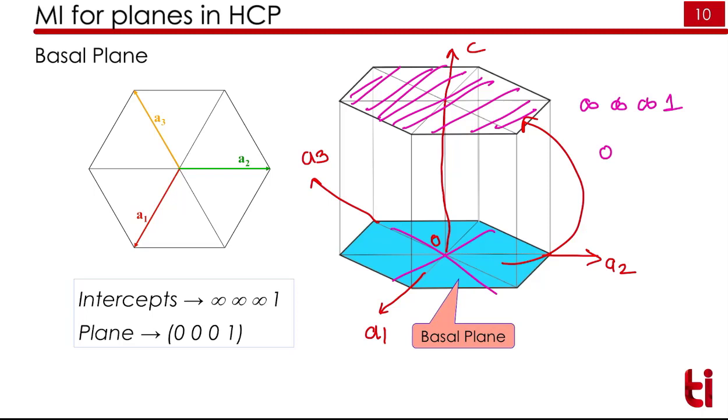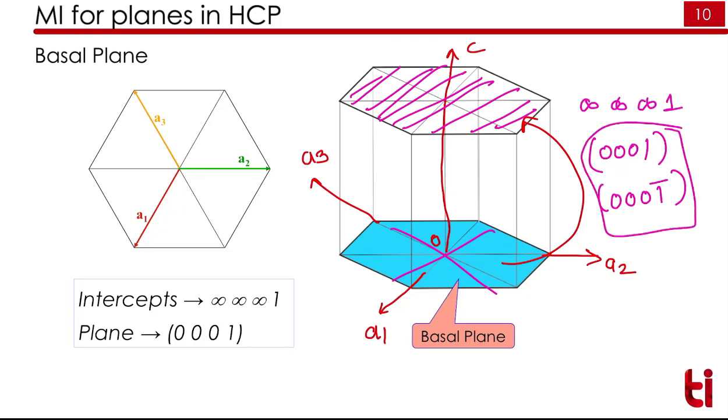Take reciprocals: 0, 0, 0, 1. These are the Miller indices for this plane. Or if you shift the origin to the top side, the Miller indices will be 0, 0, 0, minus 1. Both these answers are correct.